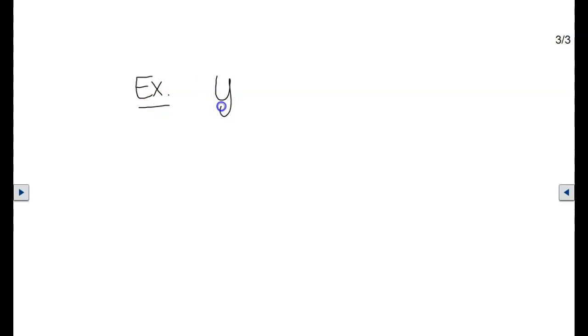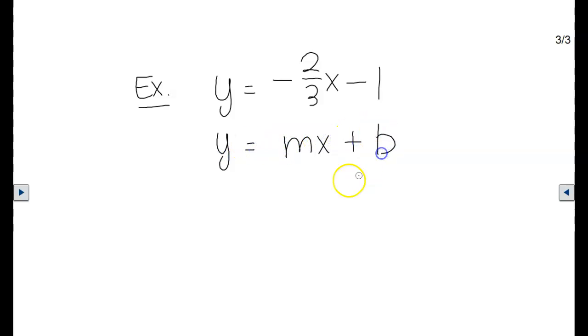If I had y equals a negative 2/3 x minus 1, again, I could look at this and say, is it y equals mx plus b? And we can see that it is. Here's our y equals. Negative 2/3 x is our mx, and then minus 1 is our b. So on this one, I get m equals negative 2/3, and b is equal to negative 1.